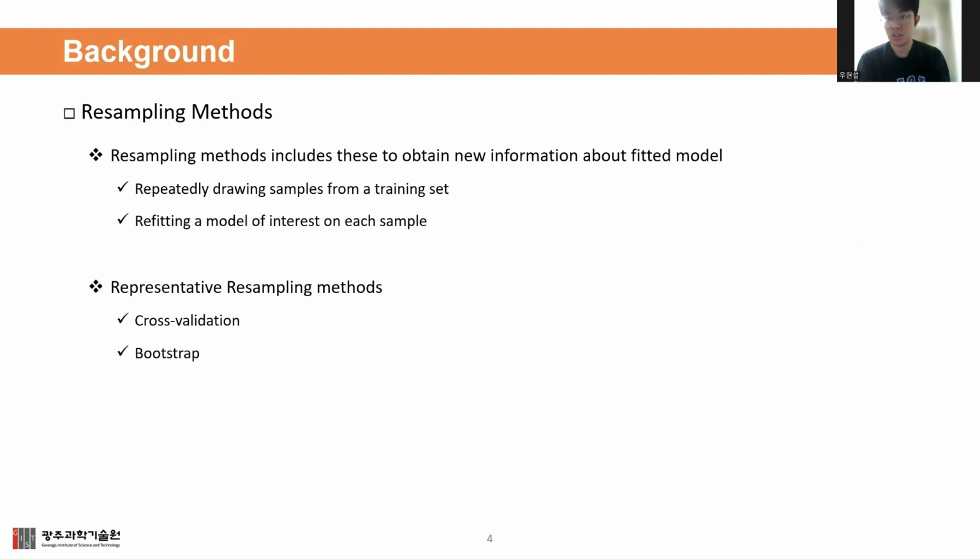Not just fitting a model through the training data set, by resampling methods we can obtain new information. Resampling methods involve repeatedly drawing samples from the training set and refitting a model of interest on each sample. I'll give you two representative resampling methods, which are cross-validation and bootstrap.